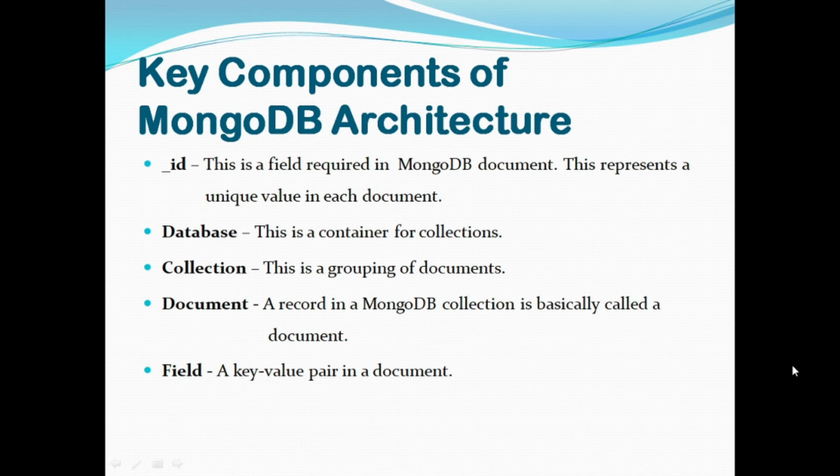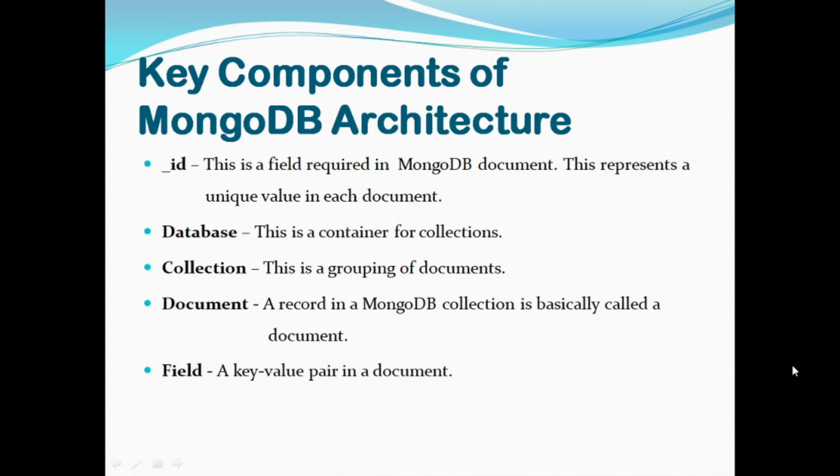Now document: a record in a MongoDB collection is basically called a document. It means suppose we are storing five students' data, so each student's data is recorded as a document. Now what is a field? A field is a key value pair in a document. Suppose in a document we are storing the data for a student, like the name and the section. The name and the section individually are called fields. Here the data is stored in the JSON format, that is the key value pair format.